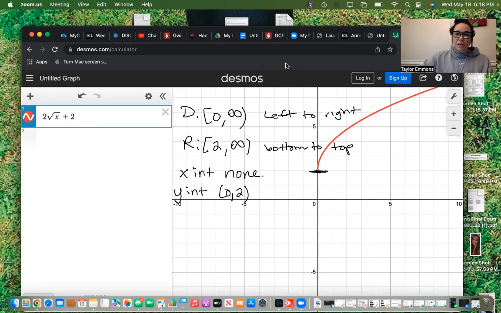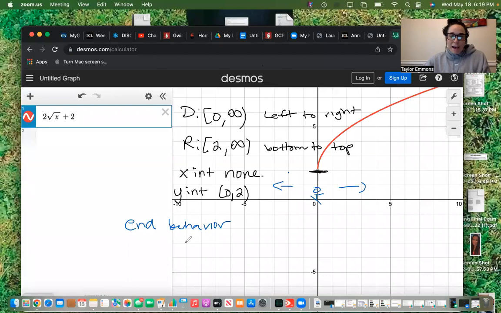One that we always forget to do, and I'm not sure if you'll actually be asked this question or not, but just in case, is end behavior. End behavior is if you stand at (0, 0), so you're right here, and you look to the right and you look to the left, what is happening to your function?